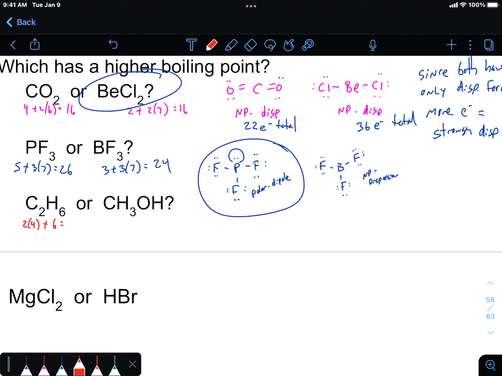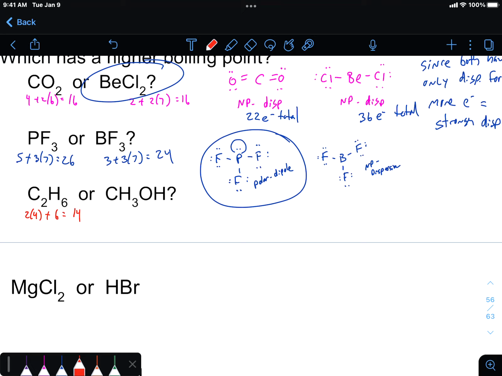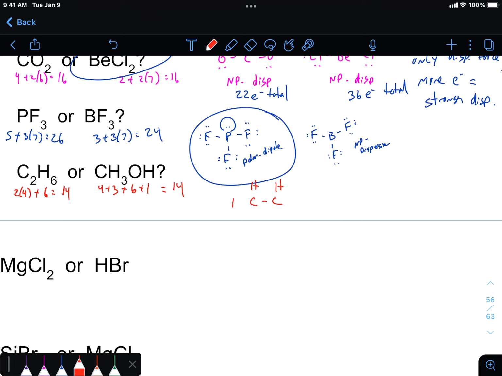All right, so we've got 8 plus 6, so 14. And then CH3OH, so that's 4 plus 3 plus 6 plus 1. So that's also 14, okay? So C2, the carbons have to be in the center. You guys remember that? The H's cannot be in the center. I should have 7 bonds, and I do. So that's the shape of C2H6.